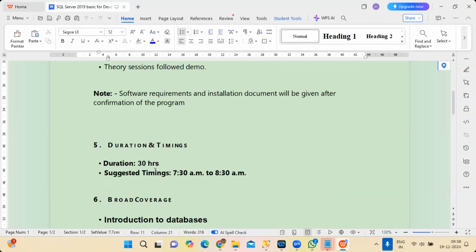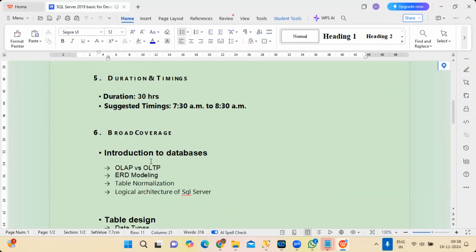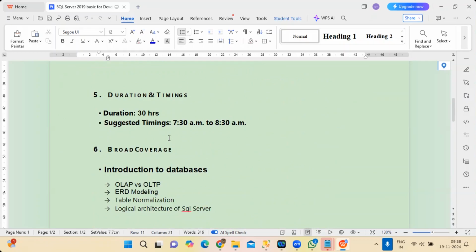The duration we said is 30 hours. And we also talked about the timing: 5 days a week, Monday to Friday. So in a month, we will be covering around 22 to 23 hours. The rest of the 6 hours will flow to another month. So you can say a maximum of 1.5 months will be the time.